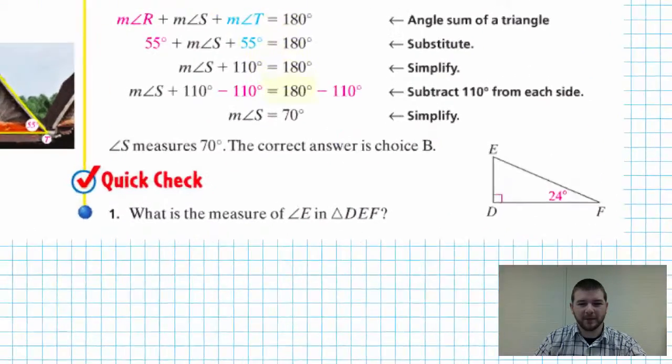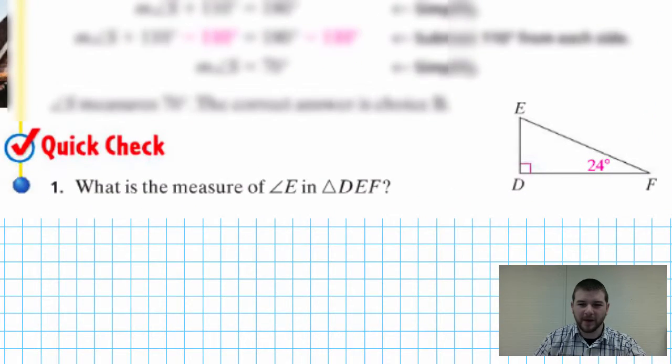Here's your quick check problem. Given the triangle at the right, what is the measure of angle E in the triangle DEF?